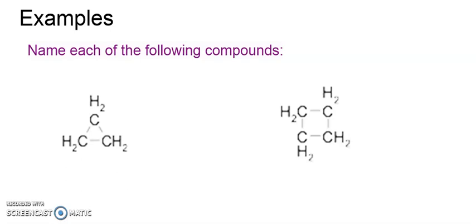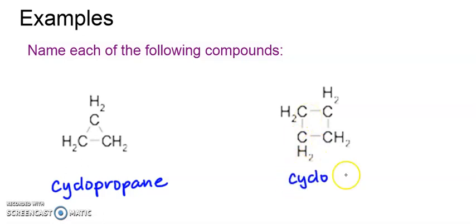Okay, so let's do some examples. This first one, I'm going to count how many carbons I have. I have 1, 2, 3. I have no branches, and it's all cyclical. So this would be cyclo, single bonds, propane. My next one here, I have 4 carbons. I have no branches. So this would be cyclobutane.